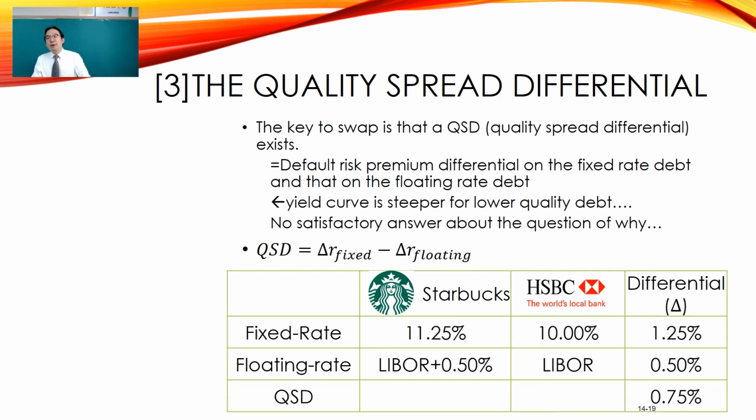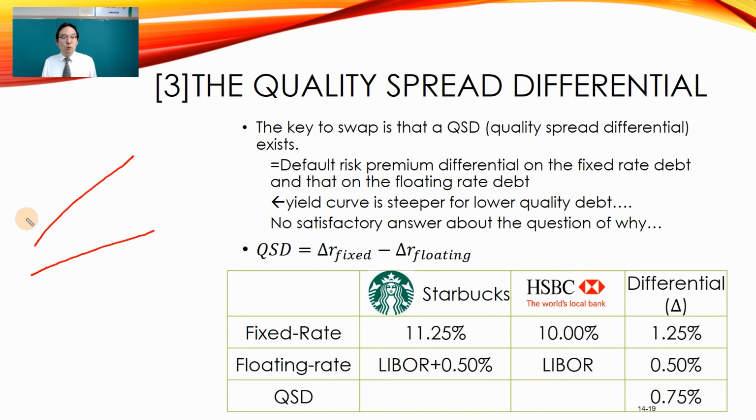So the quality spread differential concept gets in over here. The key to swap is that a QSD, quality spread differential, exists, which is defined as the default risk premium differential on the fixed rate debt and that on the floating debt rate, the differential of premiums, right? So what is this about? Well, the yield curve is steeper for lower quality debt than high quality debt.